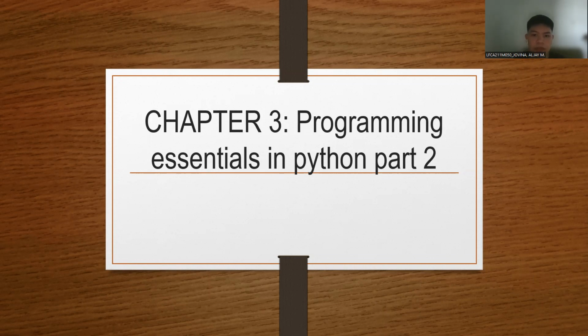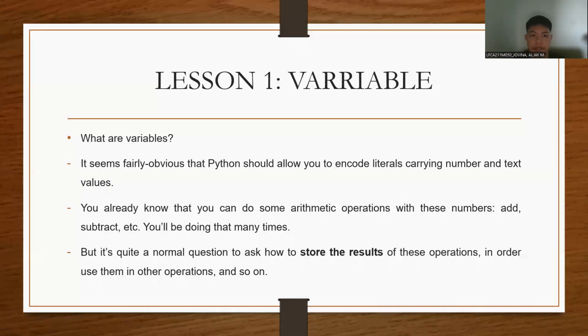Lesson 1, Variables. What are variables? It seems fairly obvious that Python should allow you to encode literals carrying number and text values. You already know that you can do some arithmetic operations with these numbers: add, subtract, divide, multiplication. You'll be doing that many times. But it's quite a normal question to ask how to store the result of these operations in order to use them in other operations.